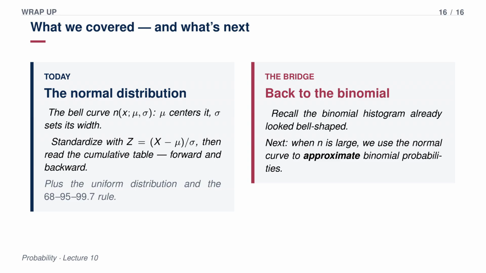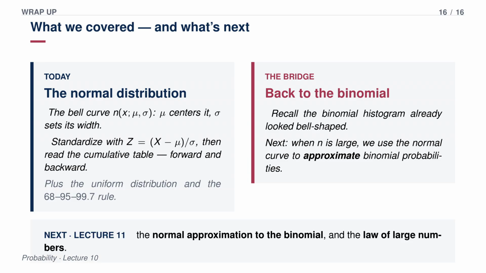Remember how the binomial histogram, all those bars, already looked bell-shaped? That's lecture 11. When n is large, we use this smooth normal curve to approximate those binomial bar probabilities, plus the law of large numbers. See you there. See you in lecture 11.